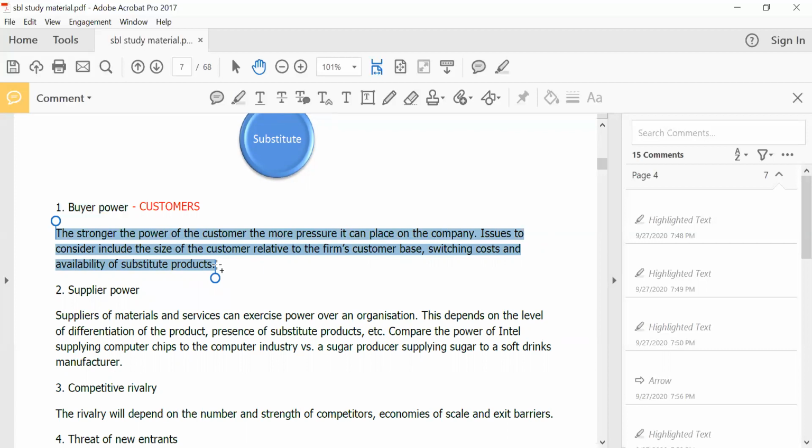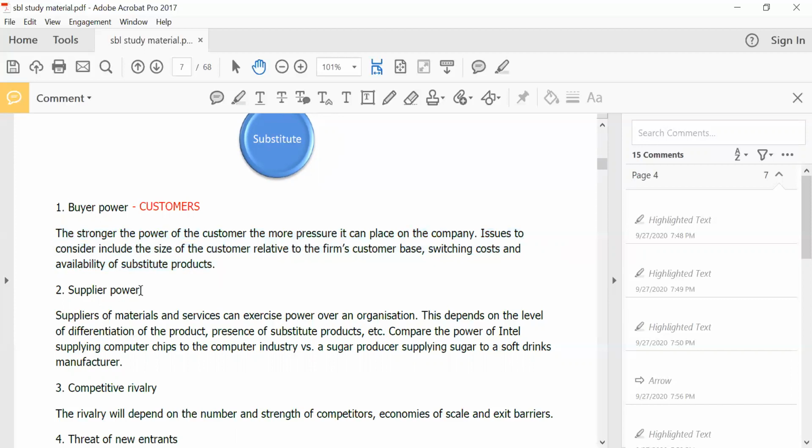Then we can also look at switching costs. And lastly, availability of substitute products. If there is a substitute product, your customers can decide to shift or switch to those products, right? And if they move to such products, it tends to affect you.